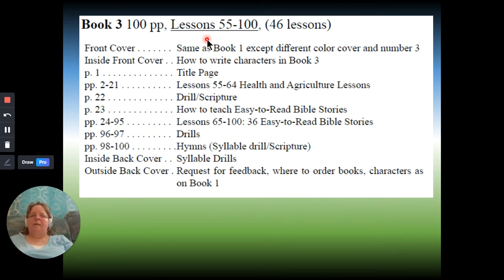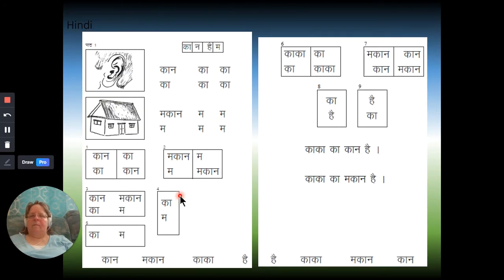And book 3 now is lessons 55 to 100. And this is our 46 lessons, and this is going to be our health stories and our easy to read Bible stories. And so this all makes up book 3 of the series.